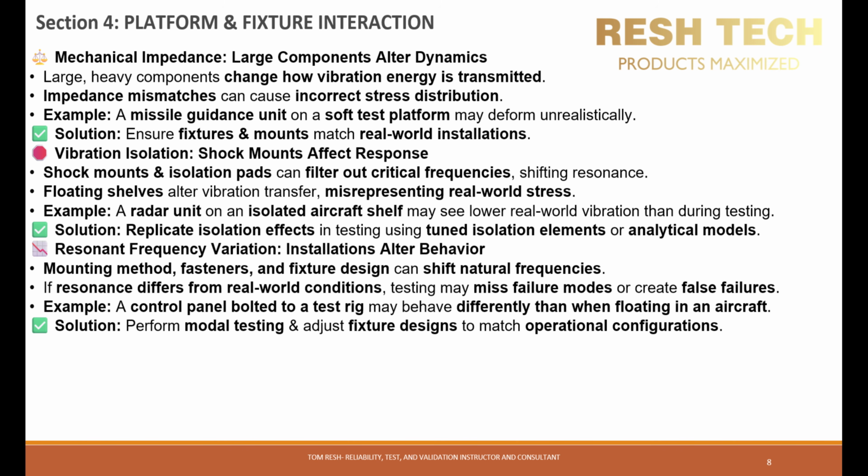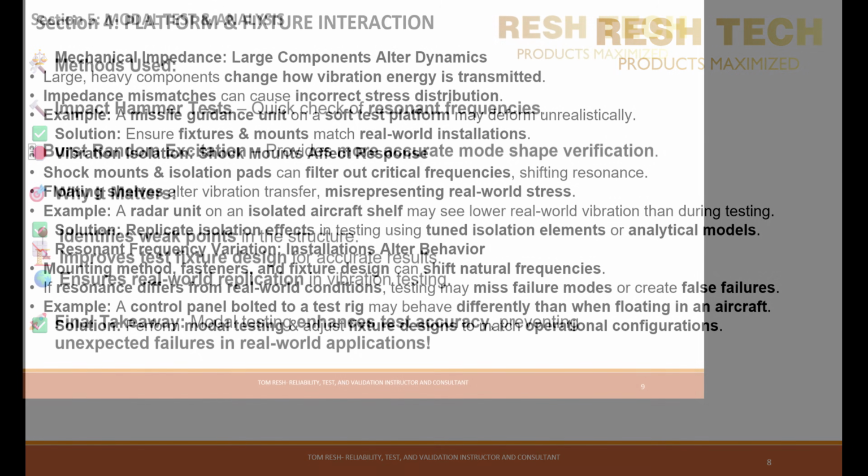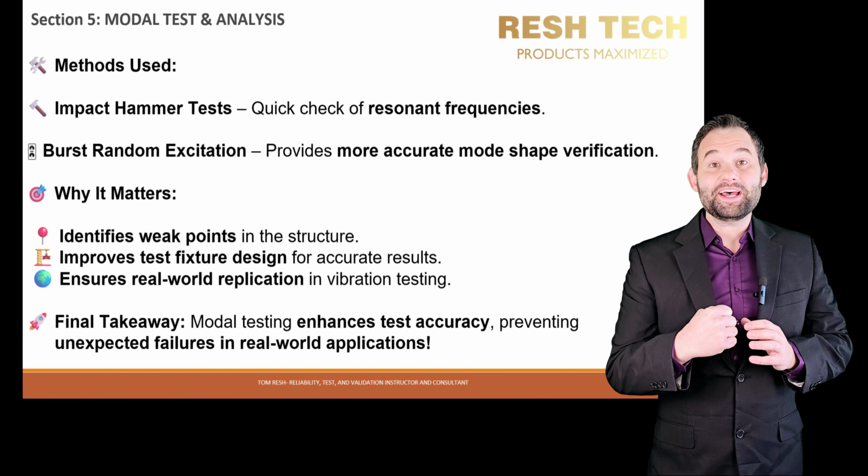An example of this would be a control panel installed with rigid bolt connections in a test lab, which may show different resonance behavior compared to when it is mounted with floating fasteners in an aircraft. This leads to incorrect durability predictions. The solution is to perform modal testing before full vibration testing to ensure the test setup mimics real-world resonances. If necessary, adjust the fixture or boundary conditions to match operational configurations. Now let's dive into modal testing.